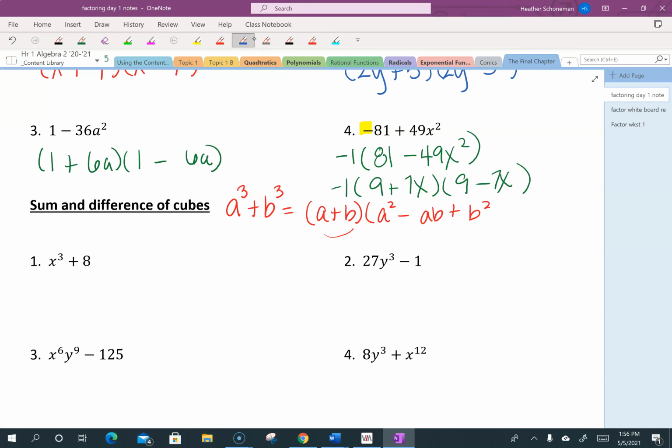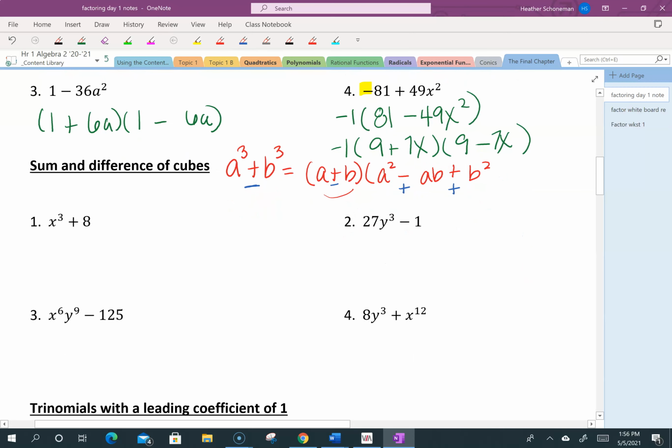Now there's actually 2 patterns, one for sum and one for difference, but you really don't have to memorize 2 patterns. Because if this was a minus sign instead to begin with, the first parentheses is the same sign, the second parentheses is the opposite sign, and the last sign is always positive.